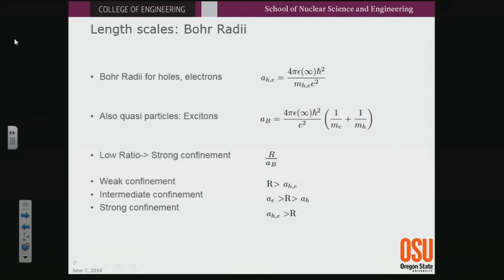We have weak confinement when the radius is much larger than the Bohr radii. If the Bohr radius of the electron is larger than the confining dimension, then the electron will be in that particle in a box model. The hole won't be. But if the Bohr radius of the hole and the electron are both larger than this confining radius, then we're in a strong confinement regime. And that's when all these really cool emergent properties start to emerge.